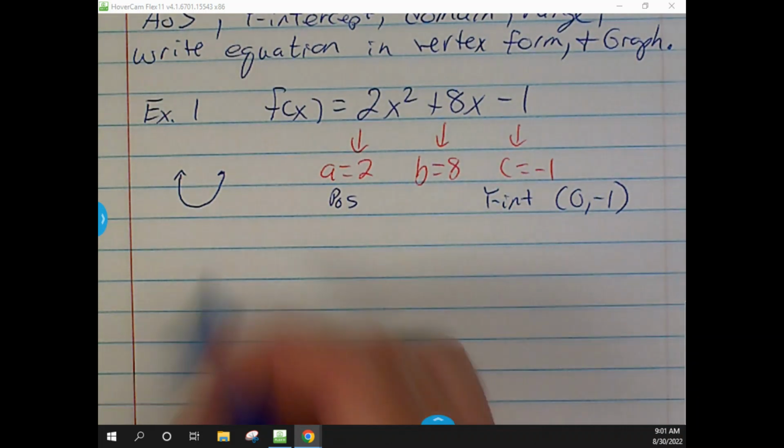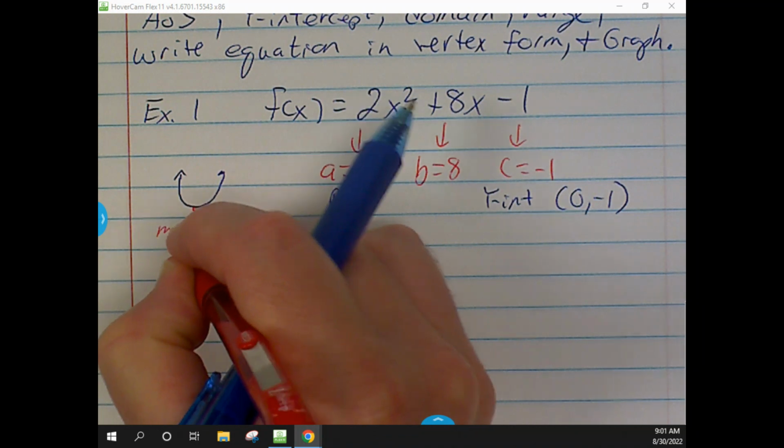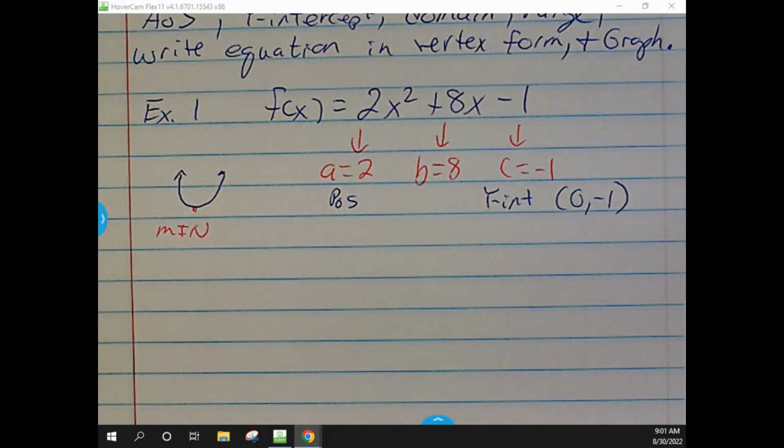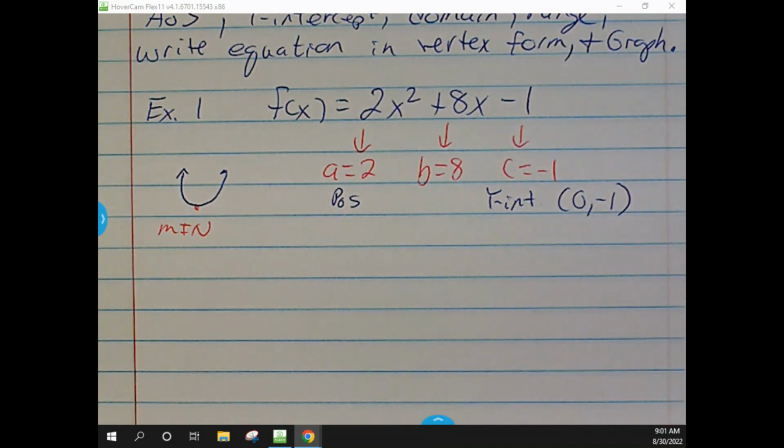All right, and if the graph looks like this, we know the vertex is at the bottom, which means that's a minimum point. So we already know now we're going to get a minimum. We got the y-intercept because that's the C value. So now we just need to go back and figure out what the vertex is to know what the minimum value will then be.